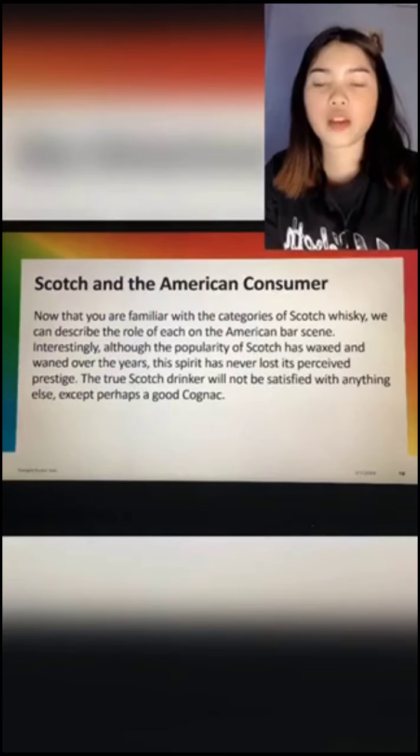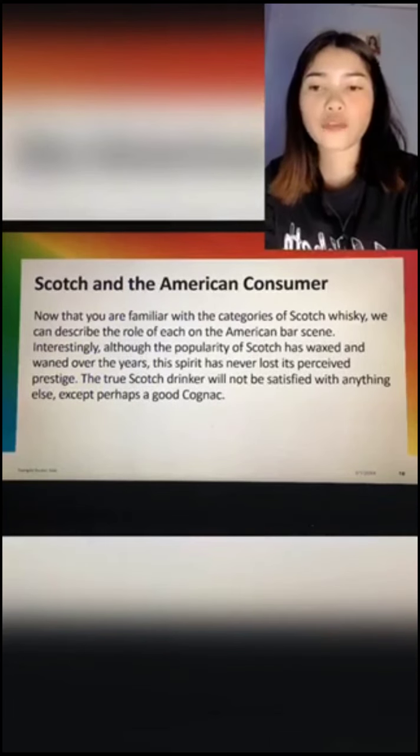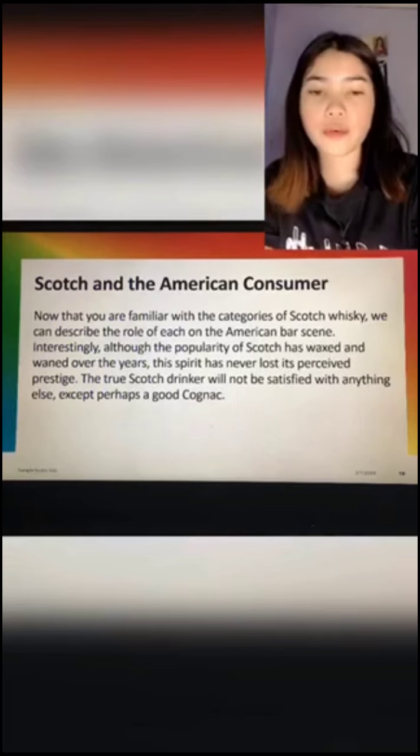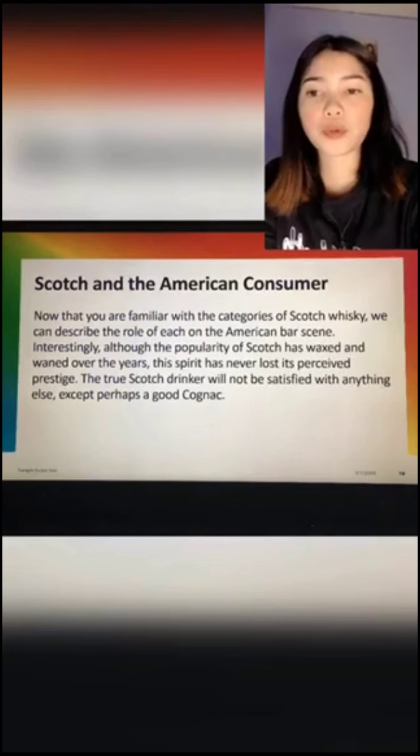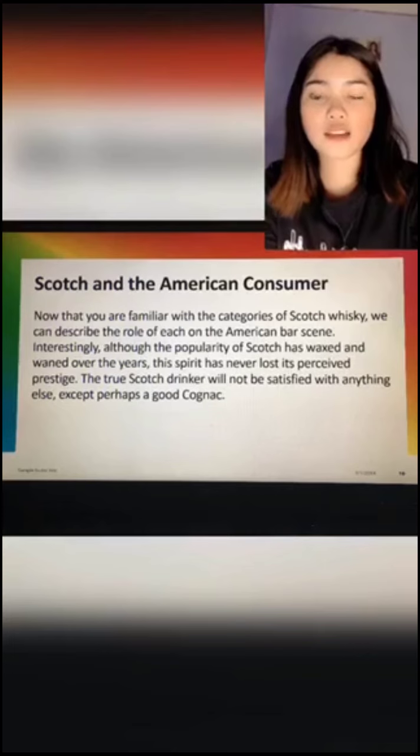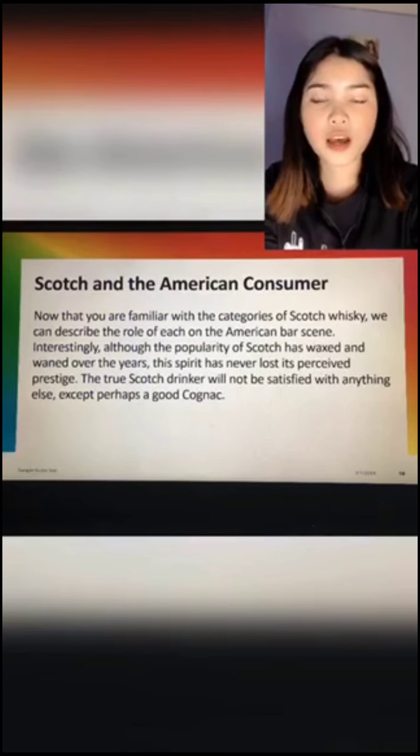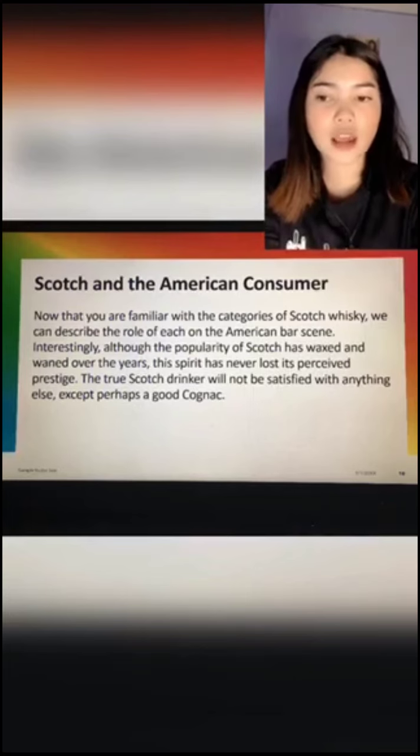Scotch and the American consumer. Now that you are familiar with the categories of Scotch whiskey, we can describe the role of each on the American bar scene. Interestingly, although the popularity of Scotch has waxed and waned over the years, this spirit has never lost its perceived prestige. The true Scotch drinker will not be satisfied with anything else, except perhaps a good cognac.